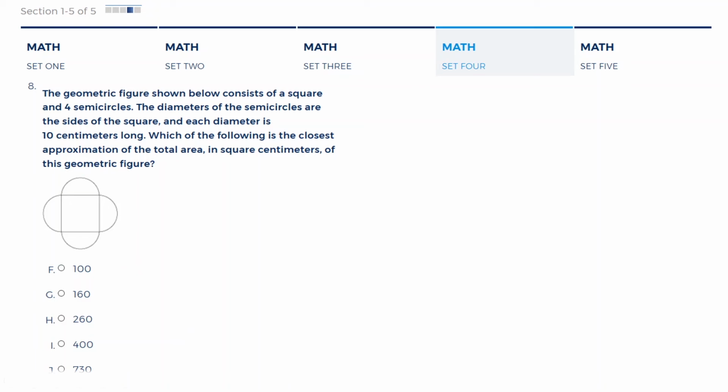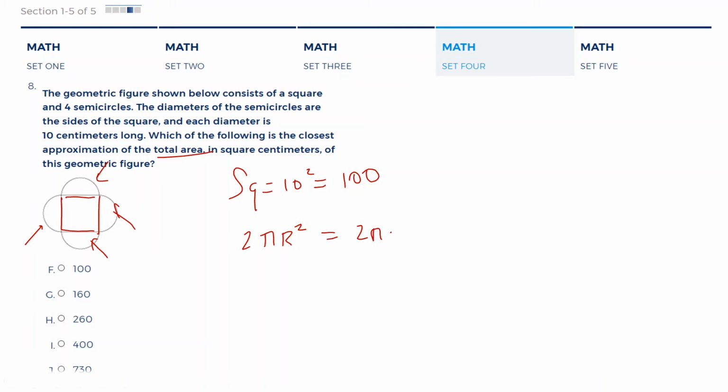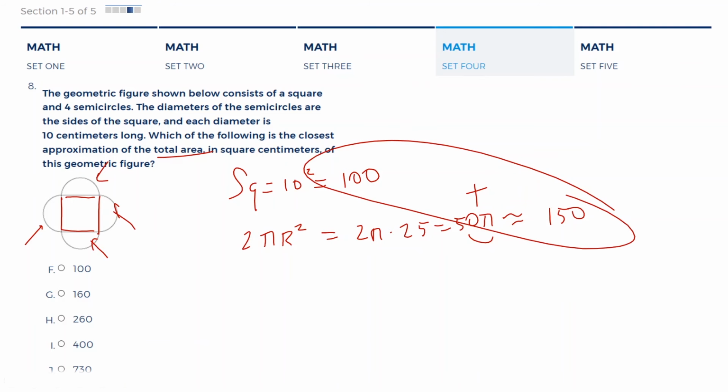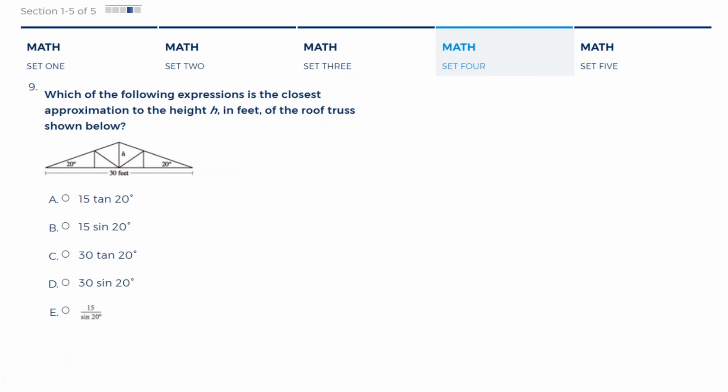Next. The geometric figure below consists of a square and 4 semicircles. The diameters of the semicircles are the sides. Great. And each diameter is 10. So this is 10. Which of the following is the closest approximation to the total area? Okay, so the square is 10 squared, which is 100. Now we got 4 semicircles, which is the same thing as 2 circles, right? So we've got 2 pi r squared. Now r is 5, so it's 2 pi times 25, so that's 50 pi. We need an approximation. I know that pi is 3, so this is roughly 150. We add them up, that's roughly 250. So boom, H. So far so good, we actually do so well.